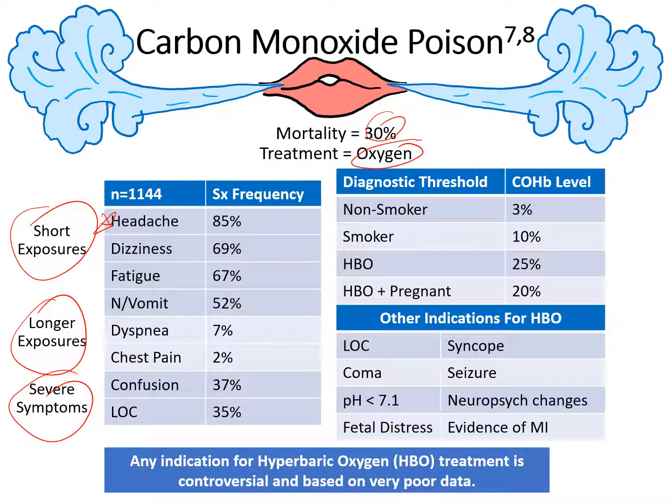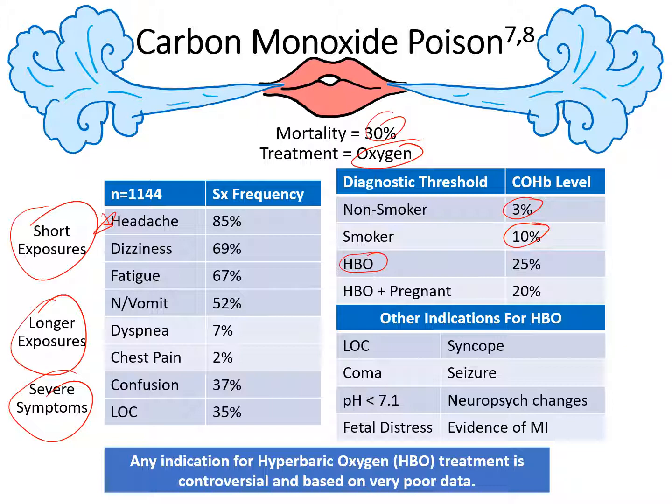Diagnosis of carbon monoxide poisoning is made if the carboxyhemoglobin level is over 3% in a non-smoker or 10% in a smoker. The most aggressive treatment is with hyperbaric oxygen. However, the indications for hyperbaric oxygen are controversial and based on very poor data. A suggested indication is carboxyhemoglobin levels over 25% in non-pregnant patients and 20% in pregnant patients, as fetal hemoglobin has a higher affinity for carbon monoxide.